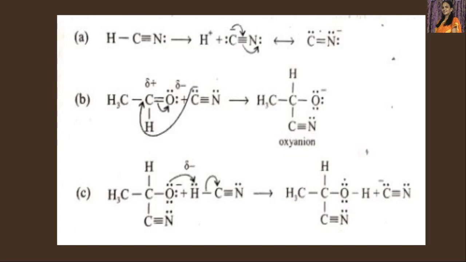Then what happens? In this aldehyde, this carbon acts as an electrophile. Now this HCN is the reagent. It is in the form of H plus and CN minus ions. CN minus is the nucleophile, a negative ion. This negative ion, that is the cyanide ion, goes and attacks this carbon atom because carbon here has partial positive charge due to bond polarization.